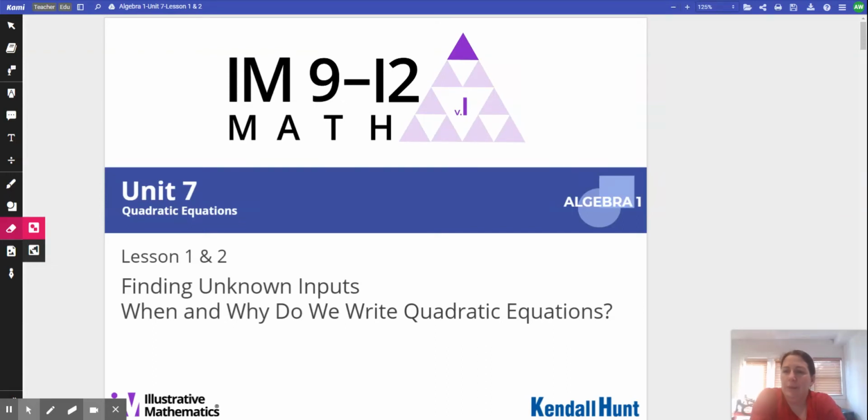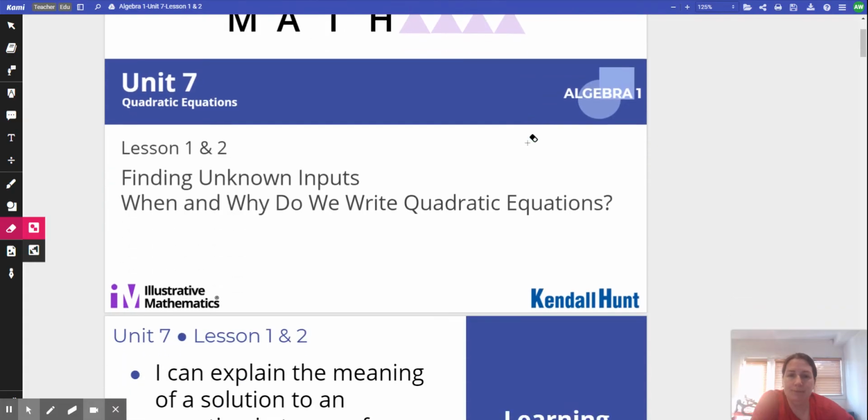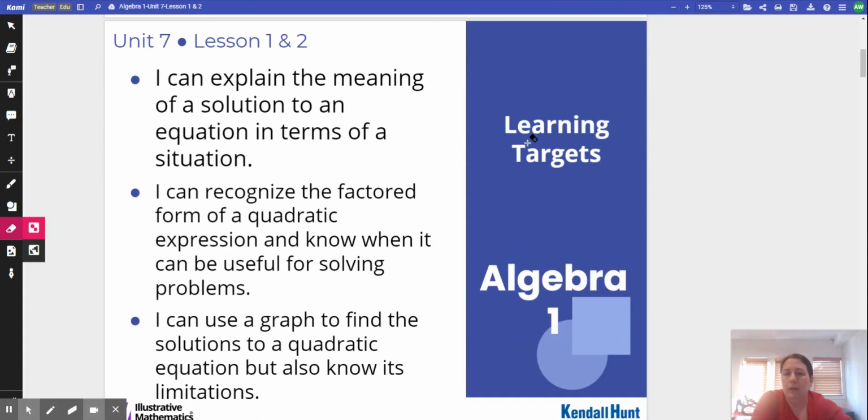Hi, today we're doing Unit 7, Lessons 1 and 2: finding unknown inputs, and then when and why do we write quadratic equations. From the lesson for today, you will be able to explain the meaning of a solution to an equation in terms of a situation. You can recognize the factored form of a quadratic expression and know when it can be useful for solving problems. And you can use a graph to find the solutions to a quadratic equation, but also know its limitations.